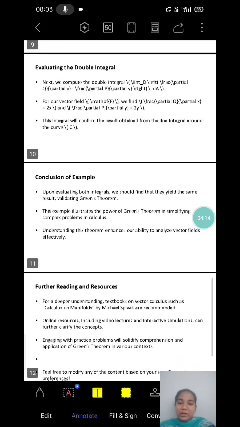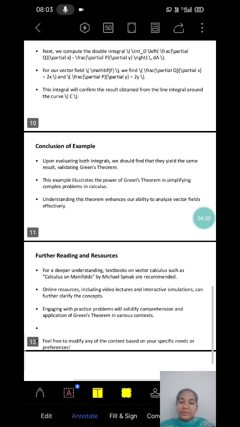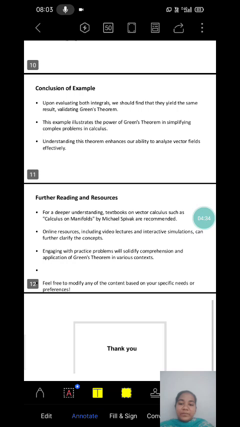Conclusion of example. Upon evaluating both integrals, we should find that they yield the same result, validating Green's theorem. This example illustrates the power of Green's theorem in simplifying complex problems in calculus. Understanding this theorem enhances our ability to analyze vector fields.